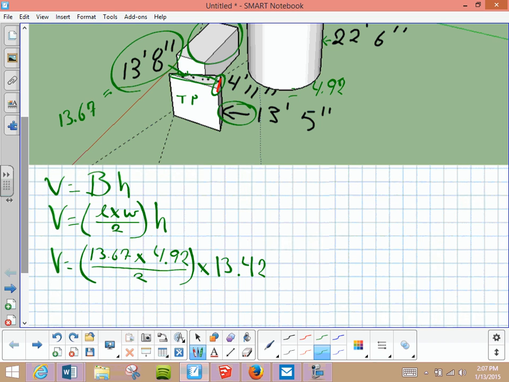When we multiply 13.67 times 4.92: 2 times 7 is 14, carry 1; 2 times 6 is 12, 13, carry 1; 2 times 3 is 6, 7; 2 times 1 is 2. Correct? 9 times 7 is 63, carry 6. 9 times 6 is 54 and 6 is 60, carry 6. 9 times 3 is 27 and 6, that's 33, carry 3. 9 times 1 is 9, that'll be 12. 4 times 7 is 28, carry 2. 4 times 6 is 24 and 2 is 26, carry 2. 4 times 3 is 12 and 2 is 14, carry 1. 4 times 1 is 4, 5. Then adding up: 4, 9, 5, carry 1, 12, carry 1, 7, that'll be 6.